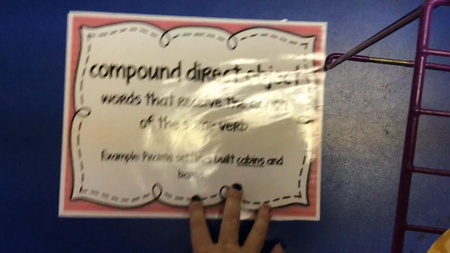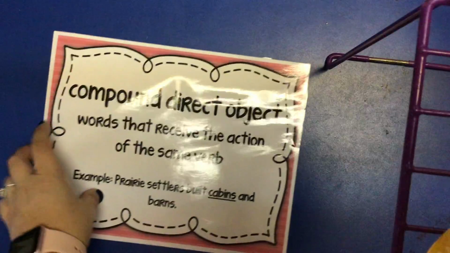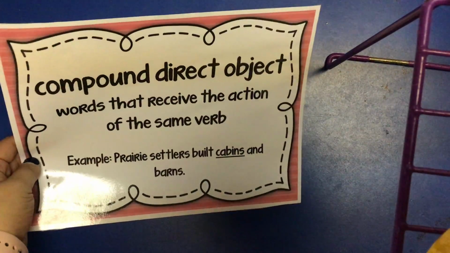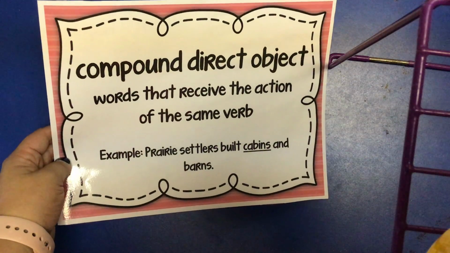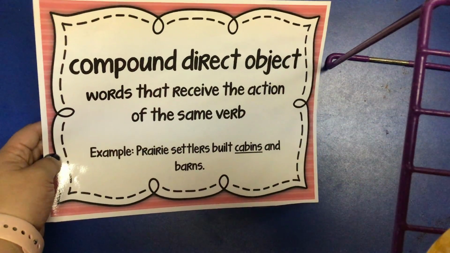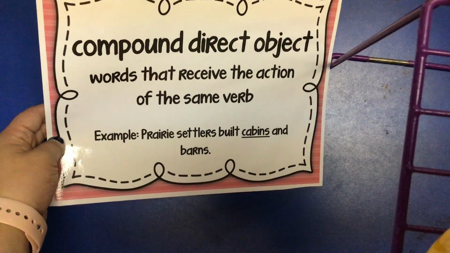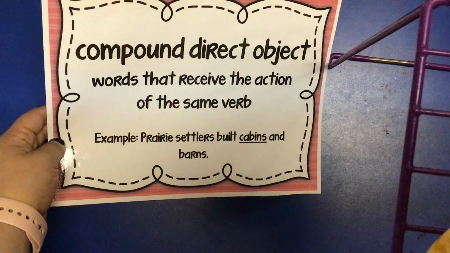And then we have a compound object. Compound means more than one. These are words that receive the action of the same verb. For example, "Prairie settlers built cabins and barns." Built is our verb. Now what did they build? They built cabins. There's more than one. They're not just building a cabin, they're building more.